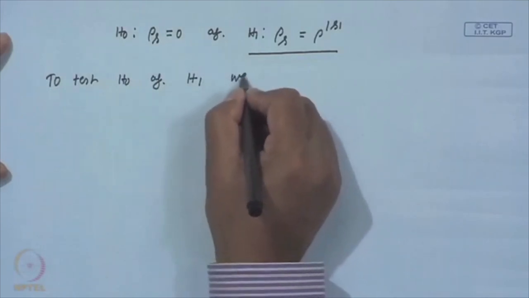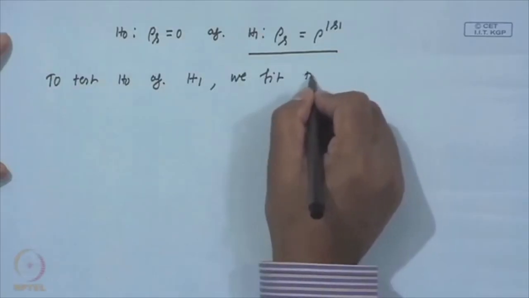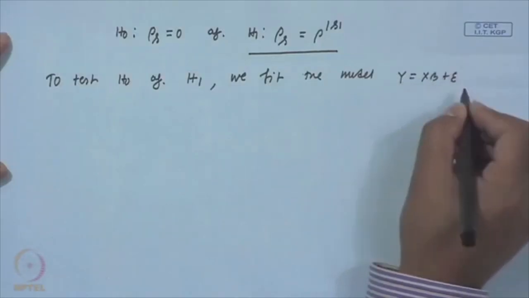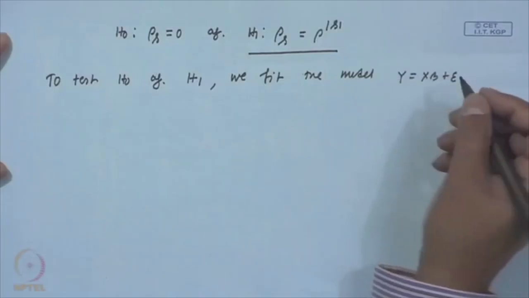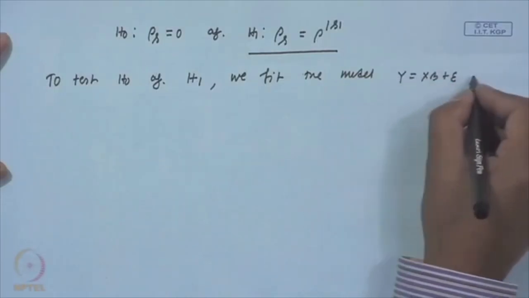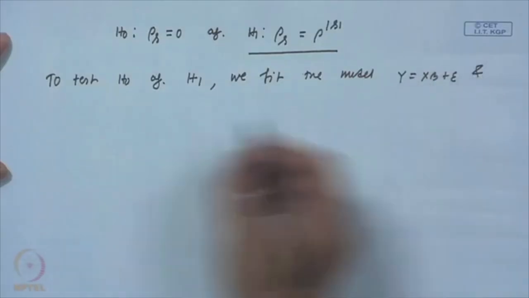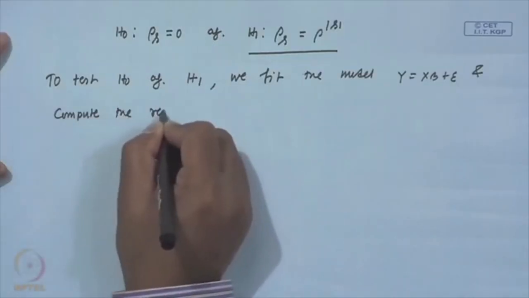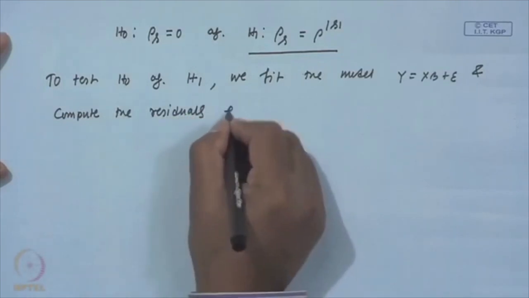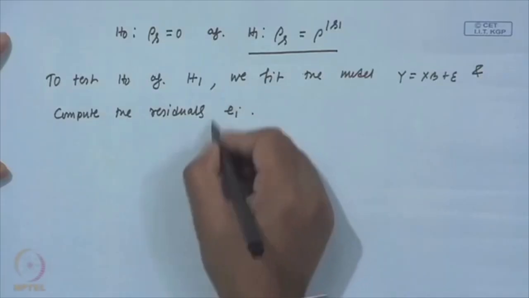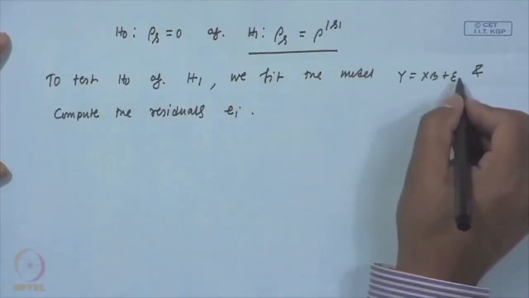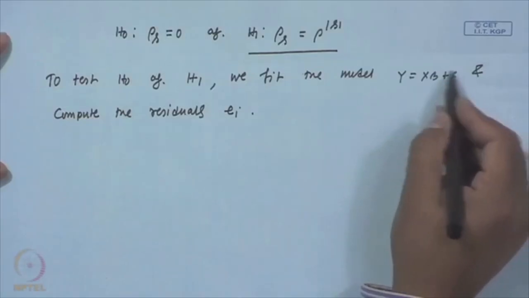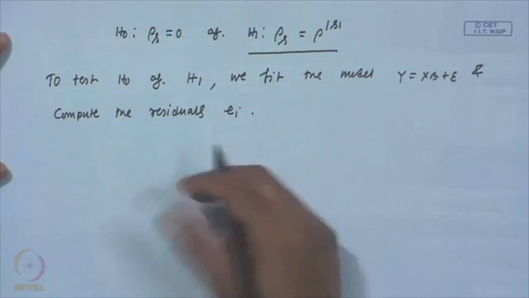So, what we do is that we fit the model, say y equal to X beta plus epsilon, assuming that all the basic assumptions are true, and using the least squares technique. Once you have the fitted model, you can compute the residuals e_i. Once you have the e_i, it does not matter whether the basic assumptions are true or not. Now, you can check whether there is an autocorrelation in the error term or not by using a test.